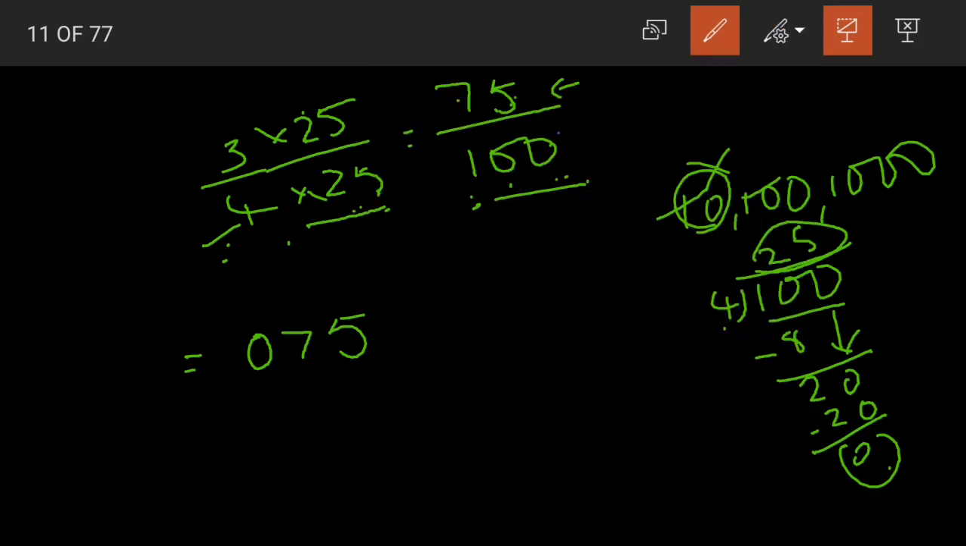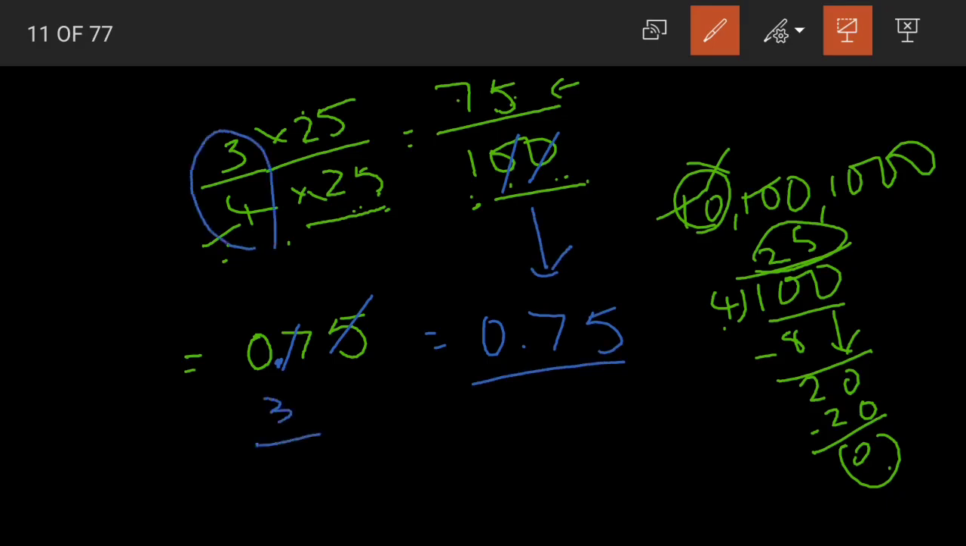Now coming to the next part, 100 is having 2 zeros. So after 2 digits from the right, we will place a decimal point. So 75 by 100 is nothing but 0.75. What was the original fraction, children? 3 by 4 is equal to, what is the decimal that we got just now? We got 0.75. Understood?